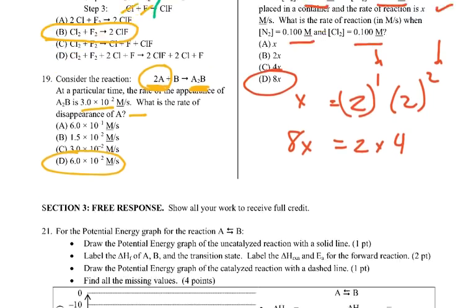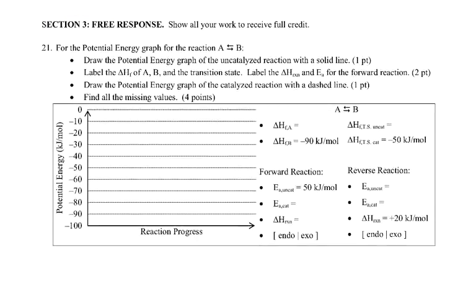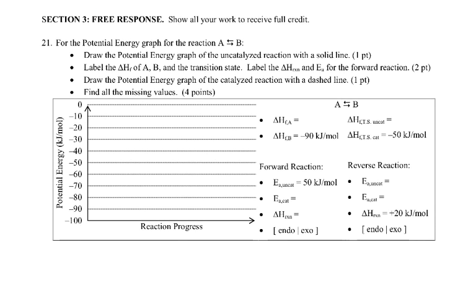Okay, I have time. I'm just going to try to continue with the free response section. So here we have our chart. It's going to be a little iffy here. We want to try to draw the potential energy graph of the uncatalyzed reaction with a solid line, and the potential energy of the catalyzed reaction with a dashed line. So we're looking for clues. What do we know? We know the delta H of formation of B, that's our product, is at negative 90, so we'll put a line right here.